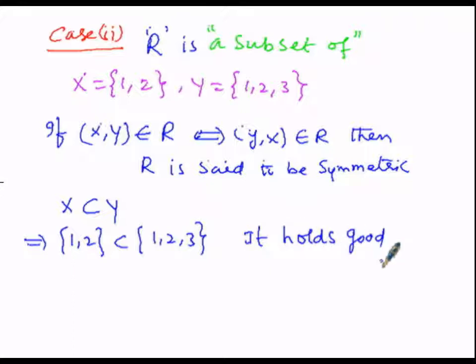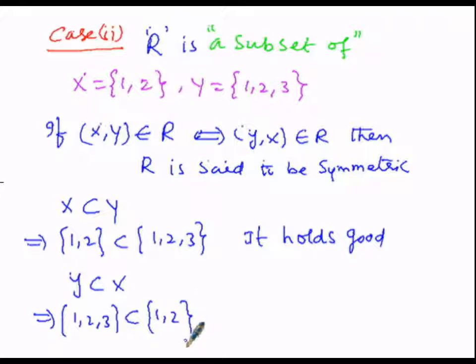Then now in the second case, y comma x, that is the relation is a subset of. So here in the second case, y is a subset of x, that implies the elements of y, 1 comma 2 comma 3, is a subset of the elements of x, 1 comma 2. So here the elements of y, 1 comma 2 comma 3, are not all in the second set, because 3 is not occurring in it, only 1 and 2 are occurring. Therefore y is not a subset, so here it does not hold good.